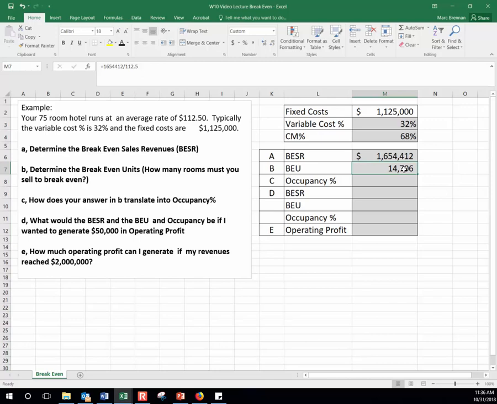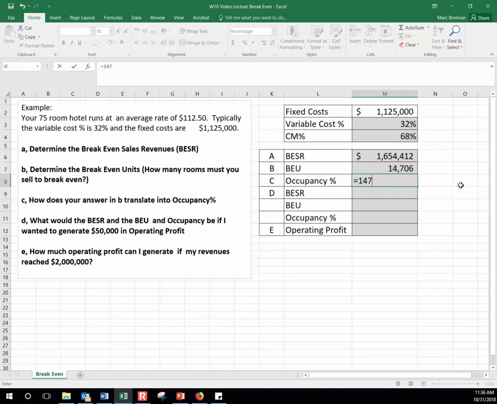At what point we're going to start making money, but also at what point we're not losing money. Now, how does your answer in B translate into occupancy percentage? So now we need to find out what that means occupancy-wise. What type of occupancy percentage do we need to start making money, to break even, so we can start making money but not lose money?